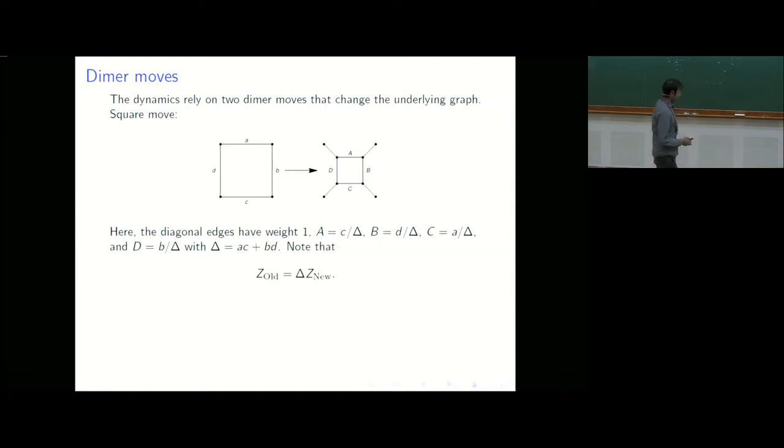Okay, so just one thing to note is that if you take the partition function of your dimer model and you do this move at one particular face, then you'll get a new partition function, and the only change is that in order to get the old partition function, you just need to multiply by delta.